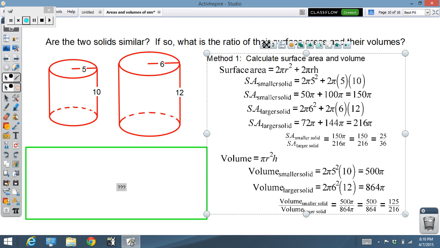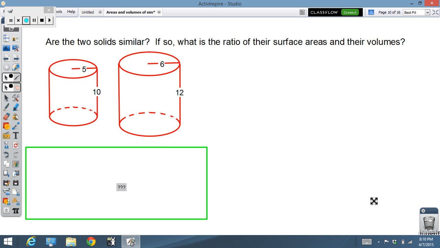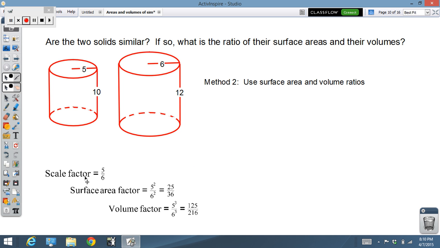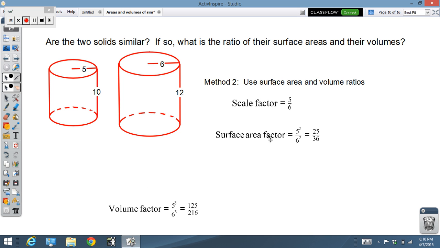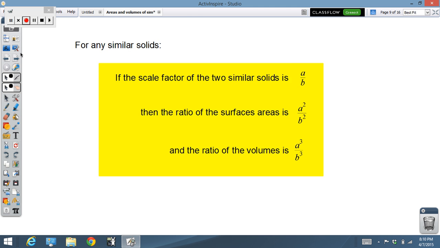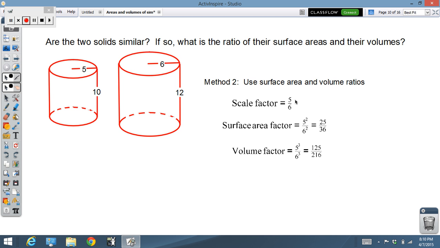Okay, we could do it that way, but we don't have to now because we have a new trick. Our second trick is that we just use those ratios like we spelled out on that last page. The yellow over here, right? If the scale factor is 5 to 6, the surface area has to change by a factor of 25 to 36, same numbers we had before. And the volume would have to change by a factor of 125 to 216, because that's 5 cubed over 6 cubed.